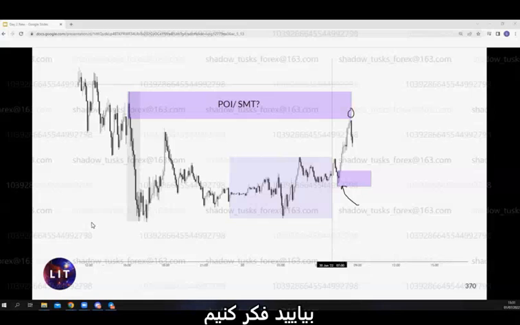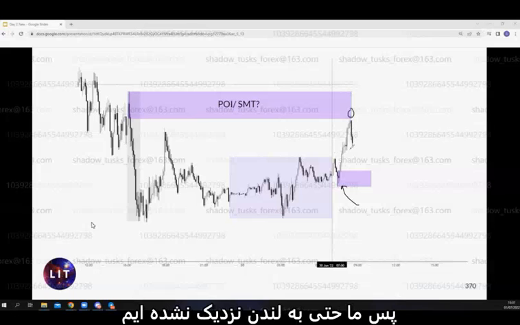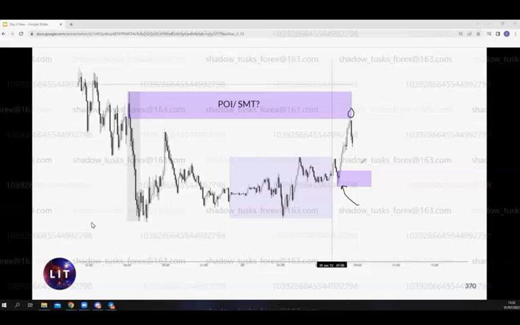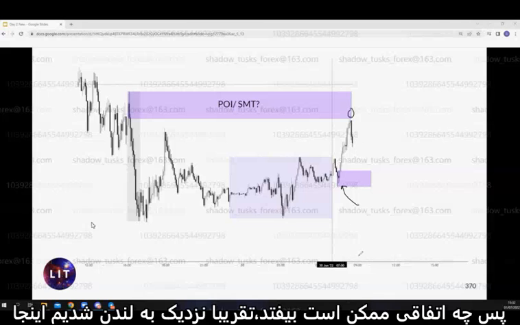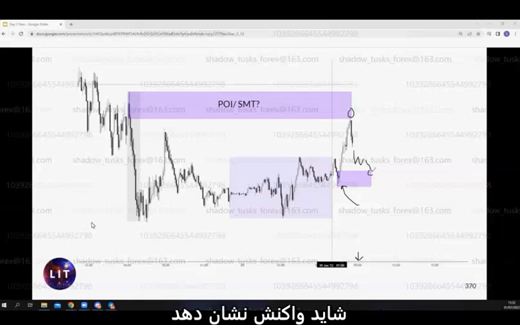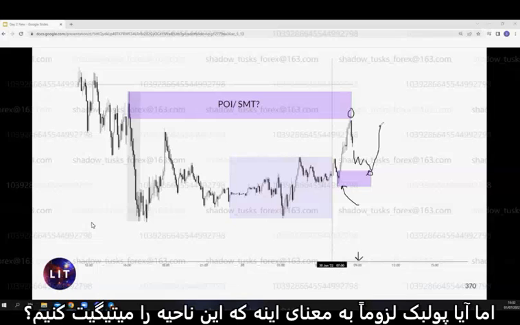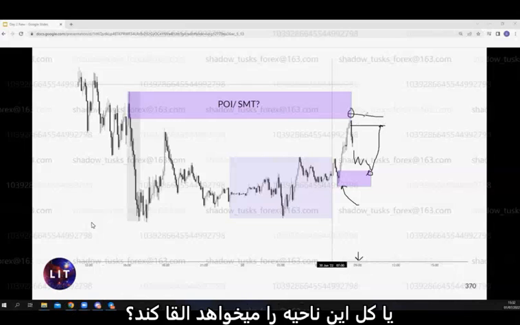Let's think. Could potentially be a pullback. However, at this point, we're so early in the day already, so we haven't even approached London. So what might happen, almost approaching London down here, maybe we react a little bit like such, maybe we react. But what that means is we need to understand this could be a pullback. But does our pullback necessarily mean we mitigate this area, or does it induce the zone as a whole?